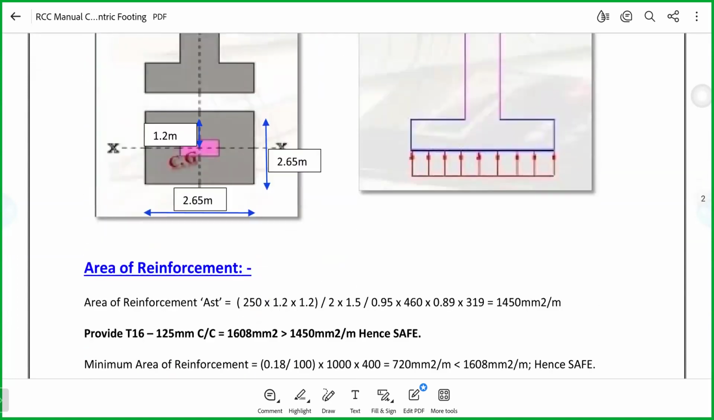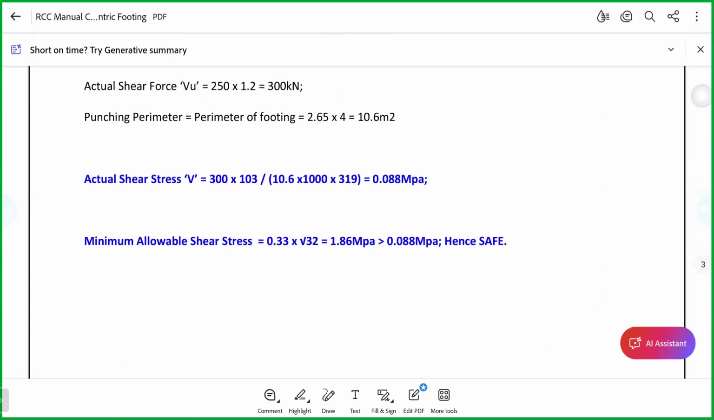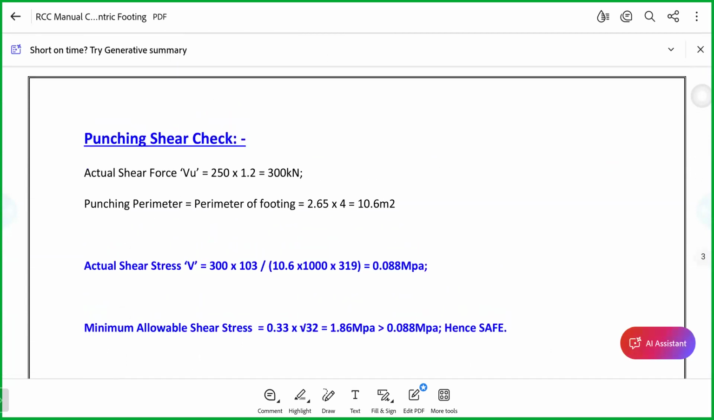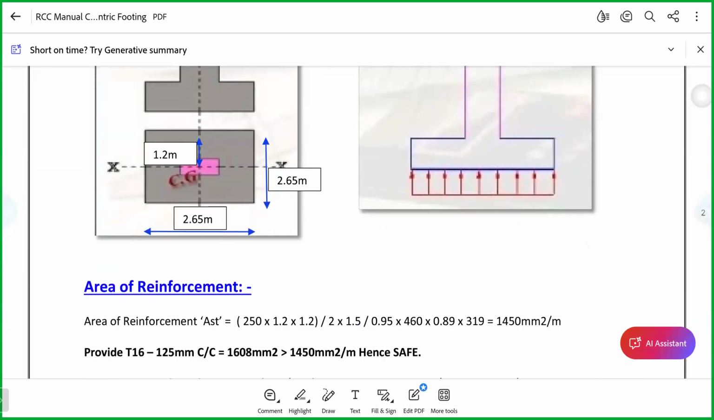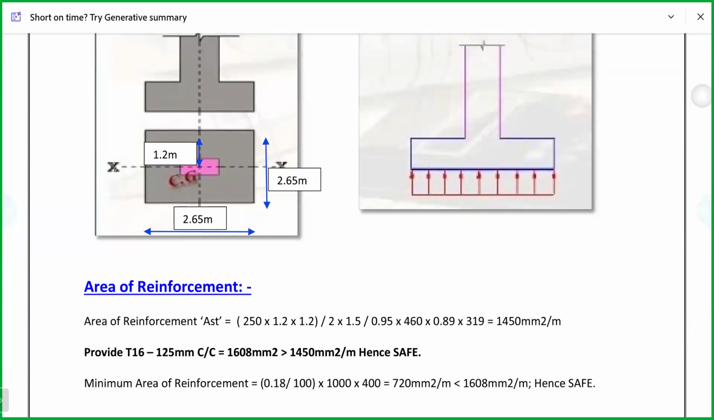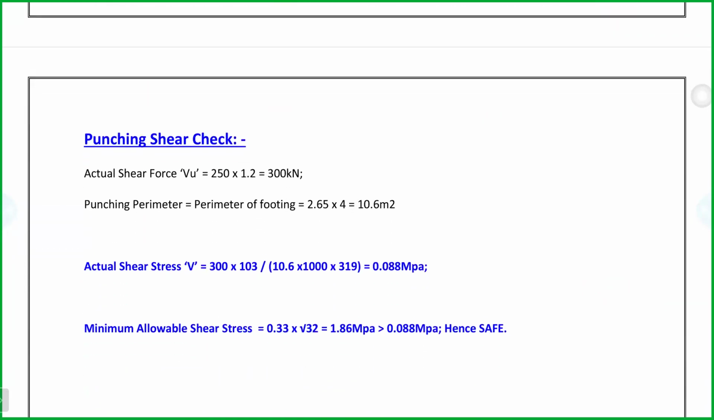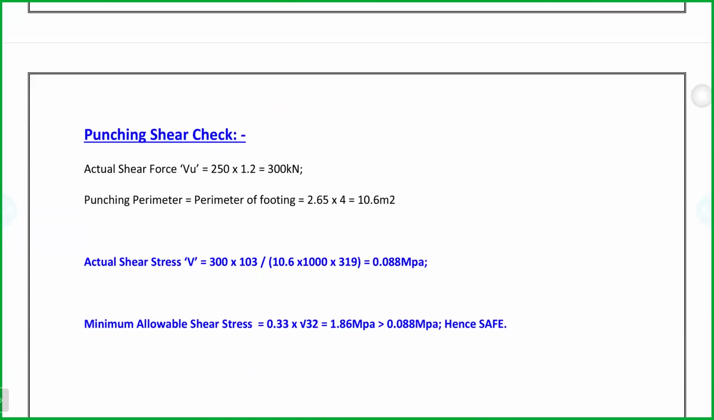Now coming back to this vertical. Shear: punching shear, two-way shear. When the column punches through, the footing will crack on this side, this side, and the other sides as well. So on all sides the footing will crack. That's called two-way shear, also called punching shear. So what is the actual shear force? 250 by actual shear force. This is the SBC multiplied by 1.2, which is the factor of safety, 300 kilonewton.